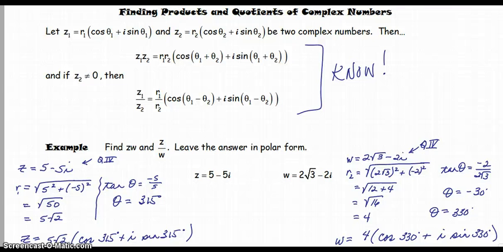Now, those formulas are not given information on a quiz or a test, so you need to know them. Make sure to highlight them or circle them, but go back and study them before you take your quiz or your test.